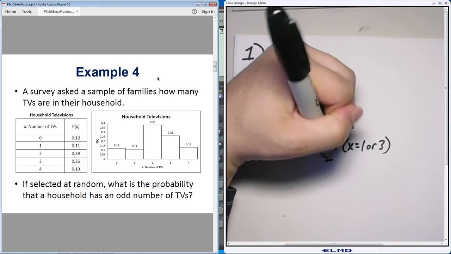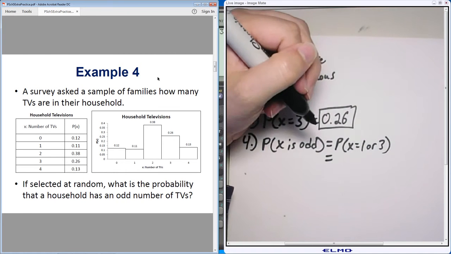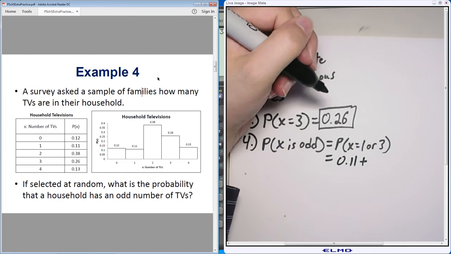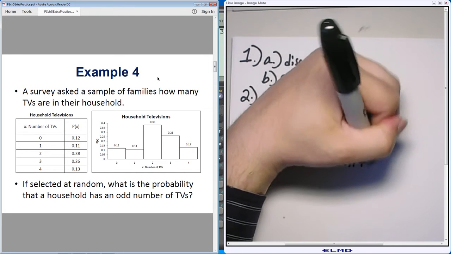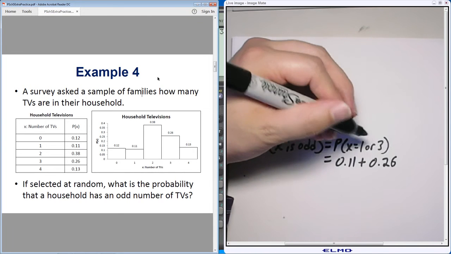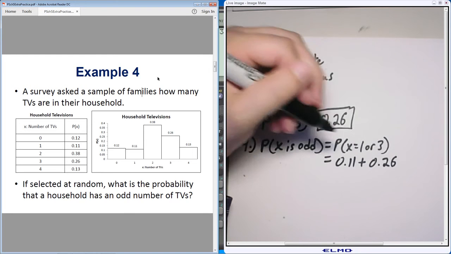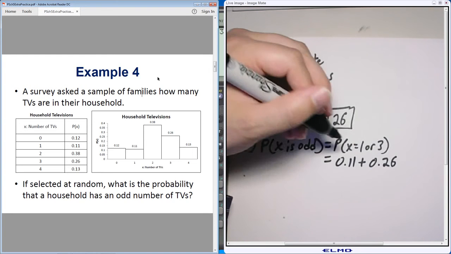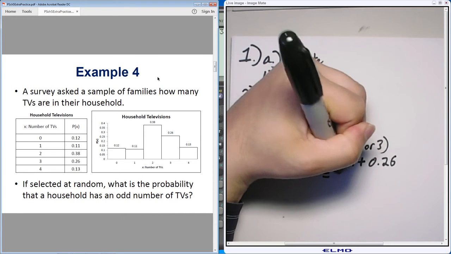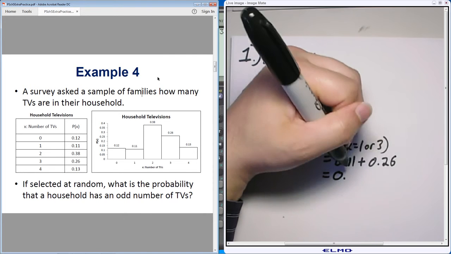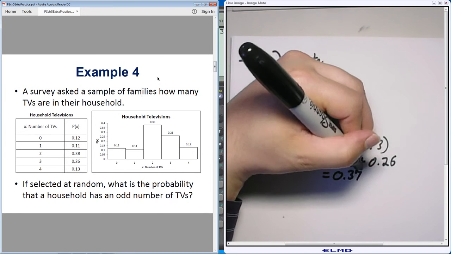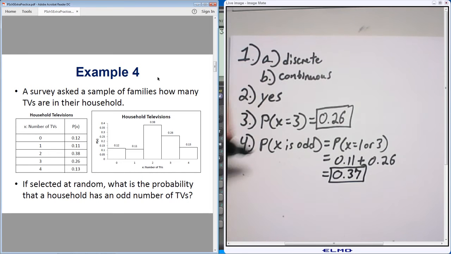We can add those together. Use the addition rule. Probability of 1, 0.11, or add. Probability of 3, 0.26. And you can't have exactly 1 and exactly 3 TVs at the same time, so we don't have to subtract anything with these. All right, we add those together, we get 0.37. And that's the final answer, number 4.